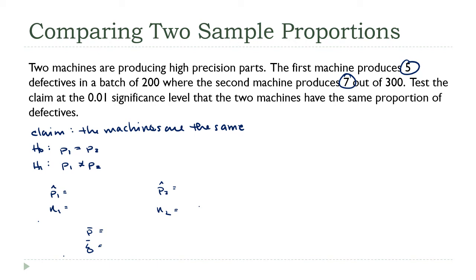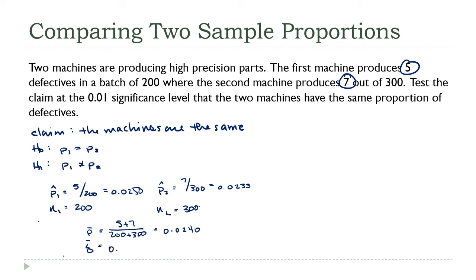All right, P1 hat, that is 5 divided by 200, which is 0.0250. Sample size there was 200. P2 hat, this is 7 divided by 300, which is 0.0233. Sample size here was 300. Now, for P bar, this is 5 plus 7, the grand total successes, divided by 200 plus 300, which is 0.0240. Q bar, it's 1 minus P bar, so this is 0.9760. And that's it. Those are all of our values.